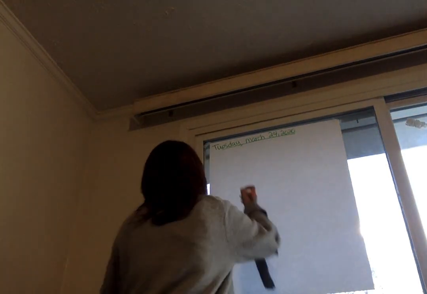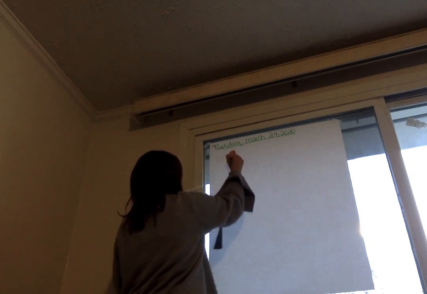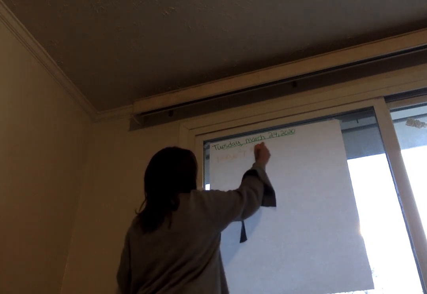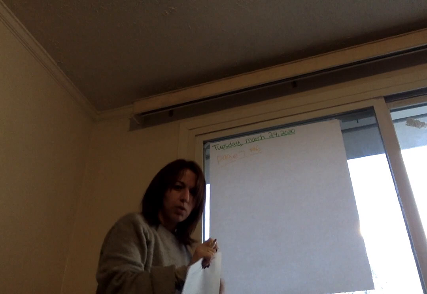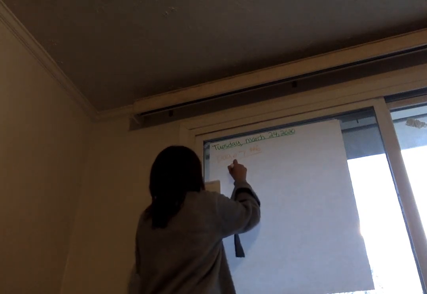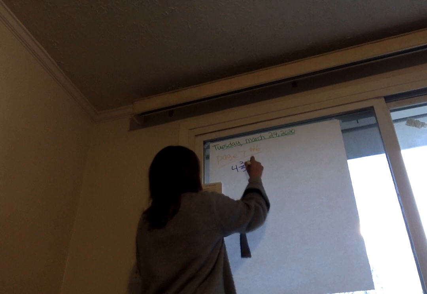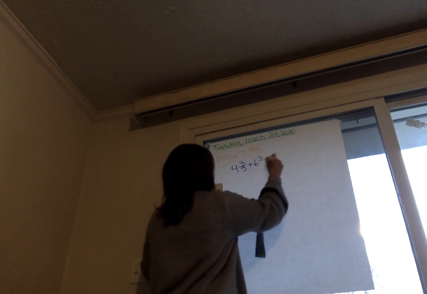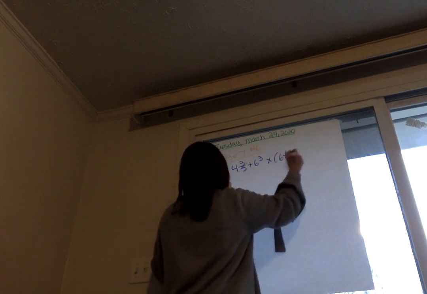Page 7 now. So let's write that down. We got page 7, number 6. Not sure if you can all see that. Page 7, number 6. I'm going to use another color. Okay, we're going to actually find the value of this problem. We're going to have 4 and 3/5 plus 6 to the 3rd times 6 and 1/5 minus 2.